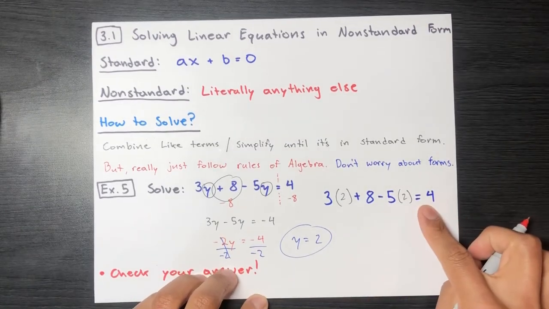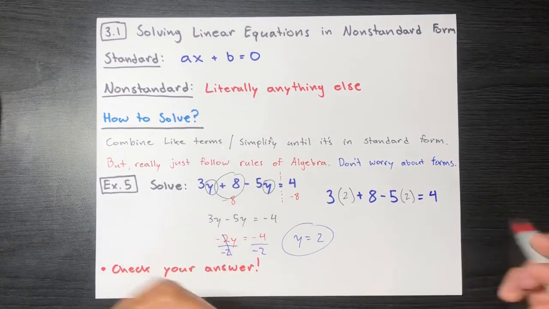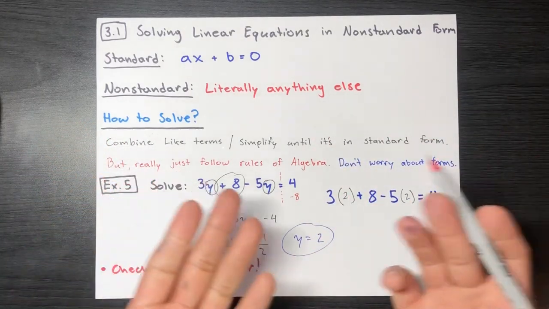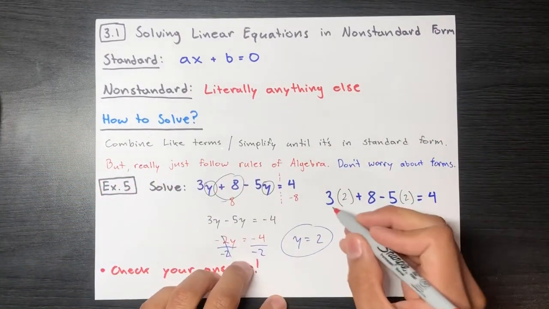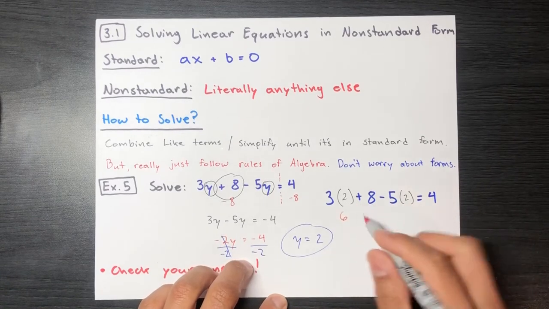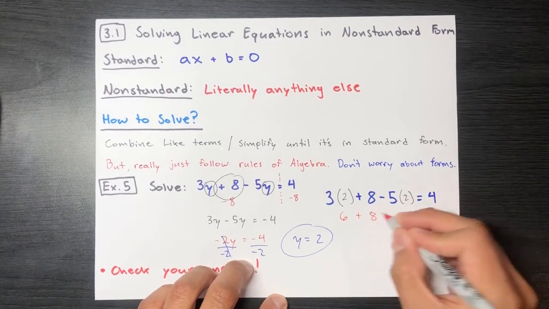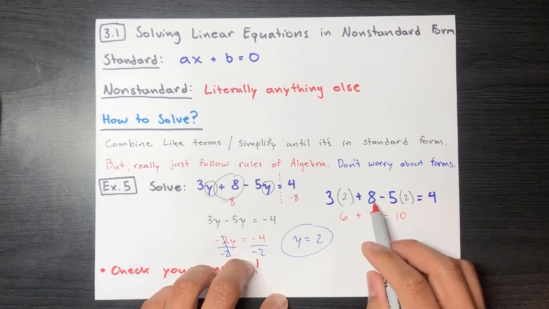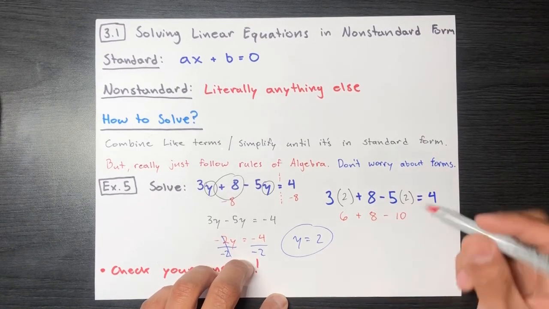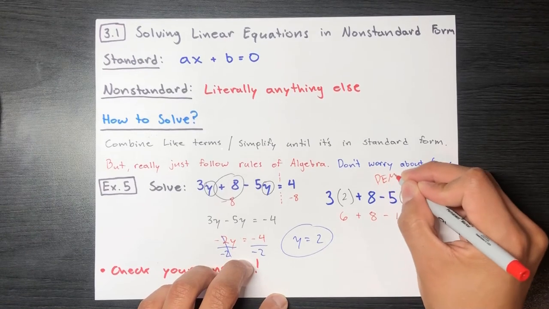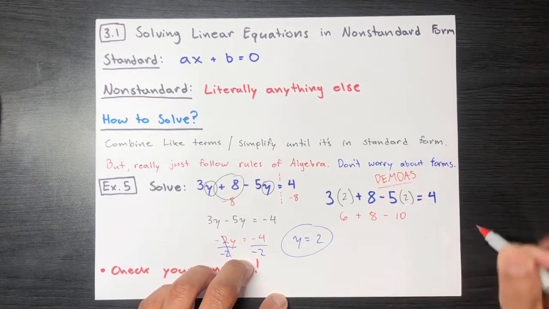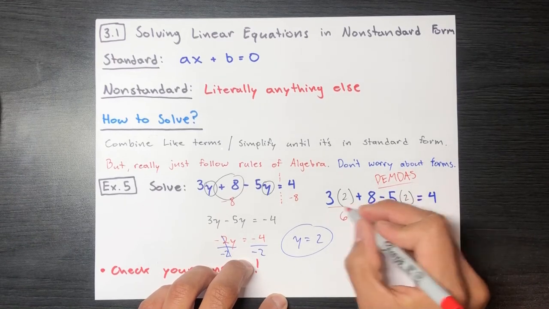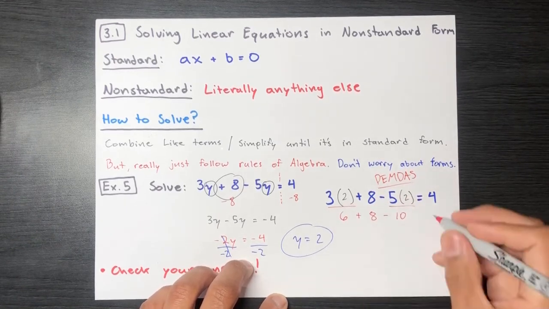This here is basically an equation where we just combine like terms. We just simplify it, okay? 3 times 2 is going to be 6 plus 8 minus 5 times 2, which is 10. Now, why don't we subtract 8 minus 5? Well, we're using PEMDAS, okay? We always use PEMDAS. And PEMDAS tells us to multiply first. So we're multiplying this first, and then we're multiplying this first. We're writing it all out.